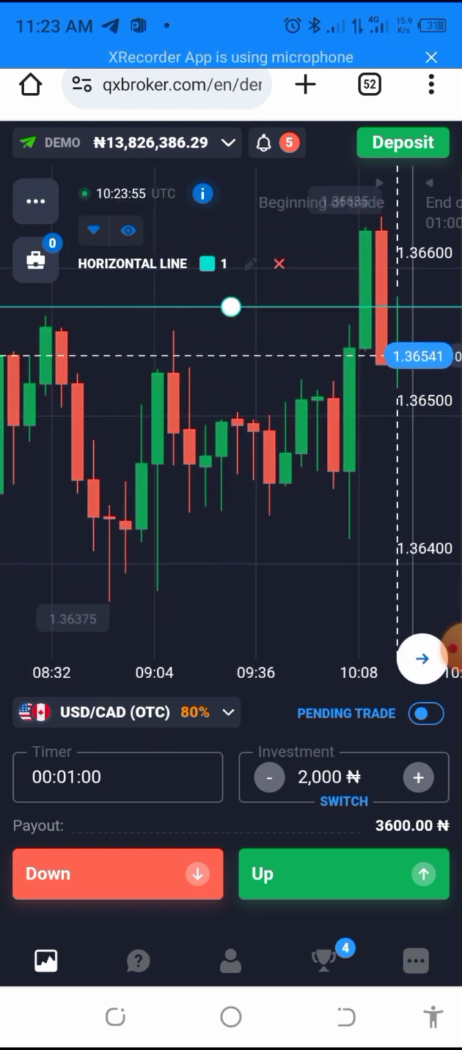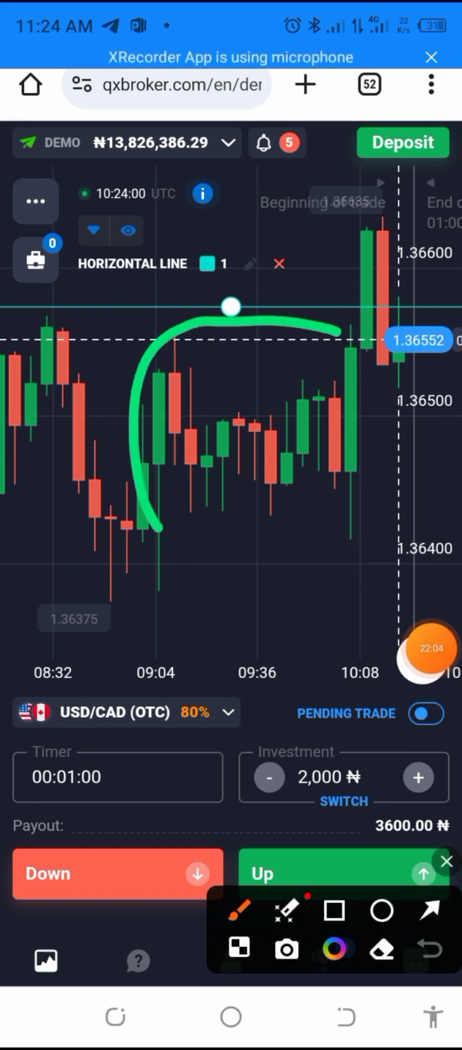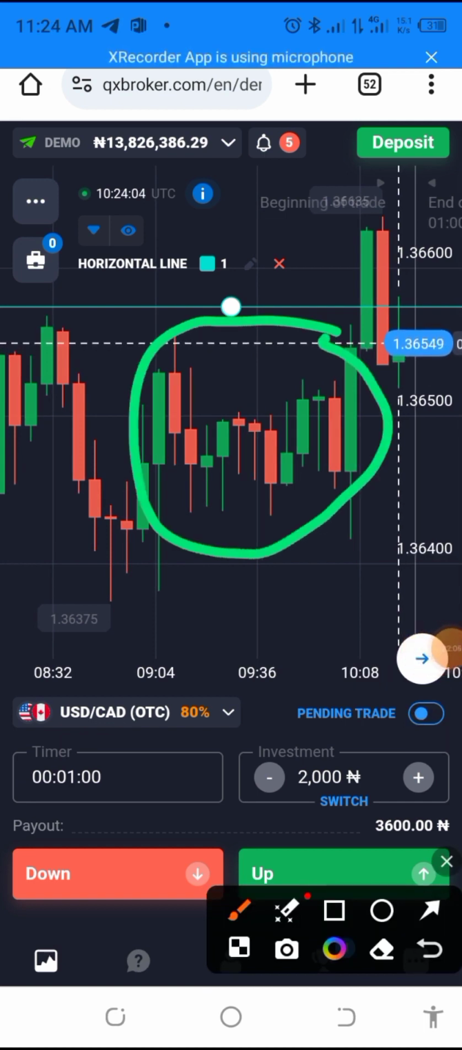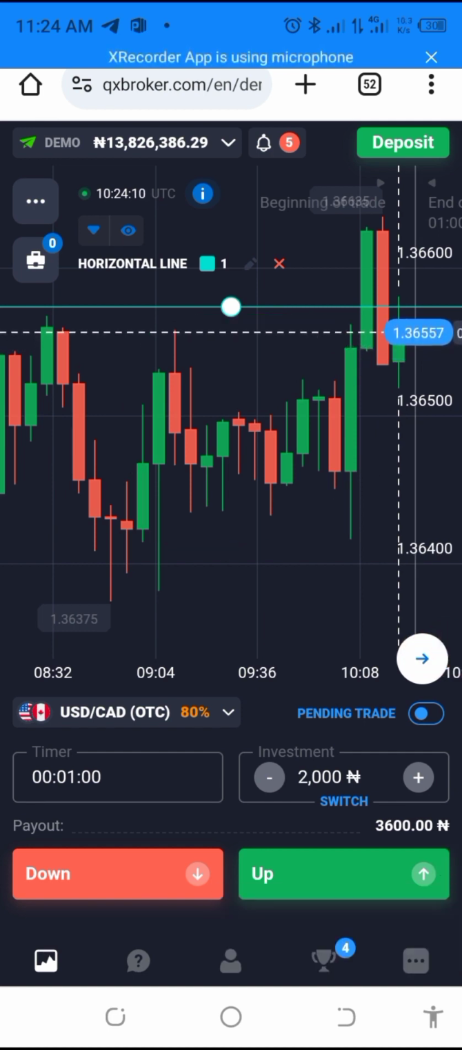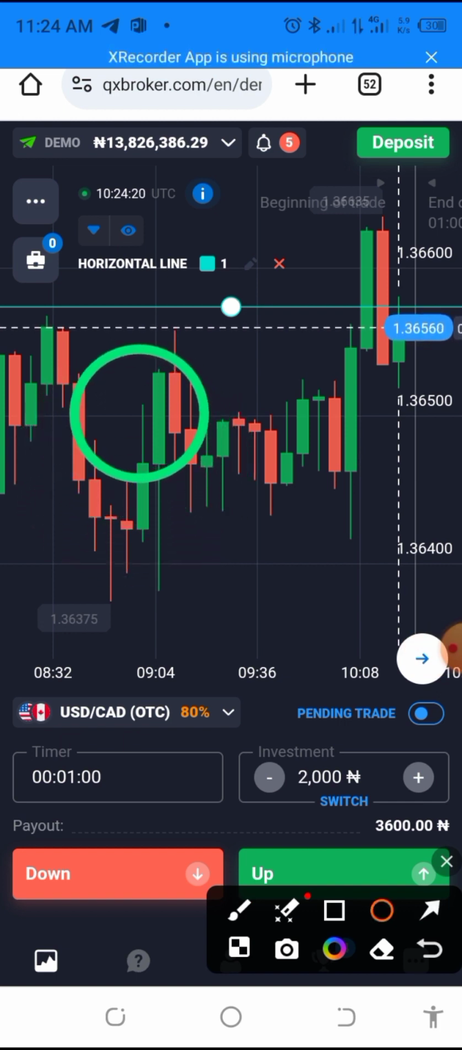And then if he drops something in a market like this, they call it the choppy market. A market like this is more like a gamble because you don't really know if it's going up or going down. What I usually do is I look at the candles. If you see that there are two green candles here, two green candles, and then there's red.